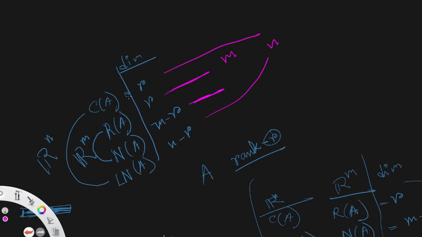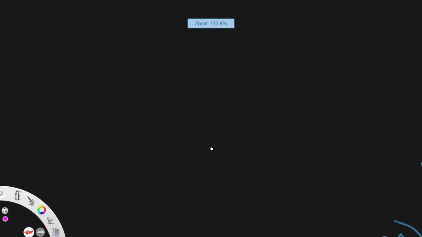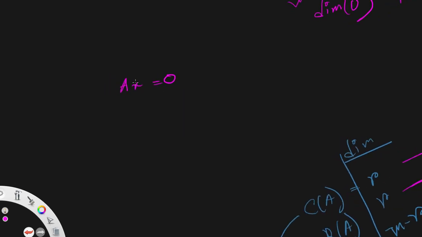So let's see if the row space and the null space of a matrix are orthogonal and orthogonal complements, and as it turns out they are. So let's prove that. We have Ax is equal to 0. This is the definition: all such vectors x will create the null space. So this defines the null space of the matrix A.